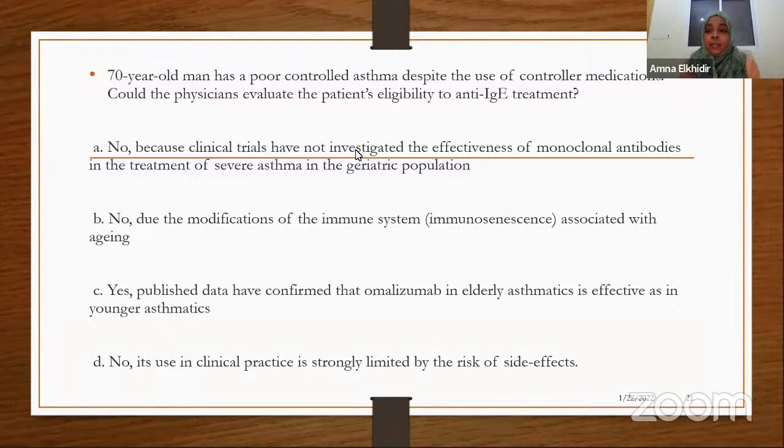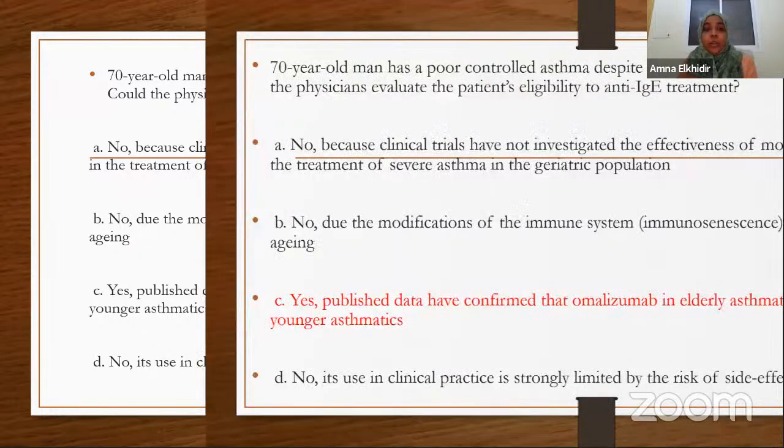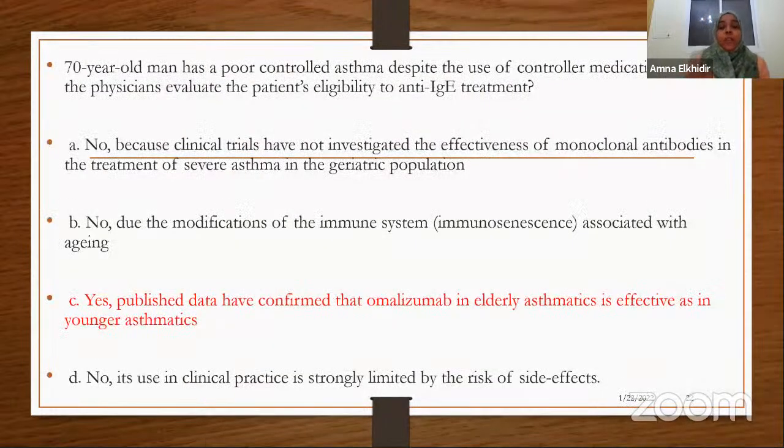Yes, correct. It is C. We use monoclonal antibodies in management of geriatric asthma, and they work similarly to how they work in younger asthmatics.